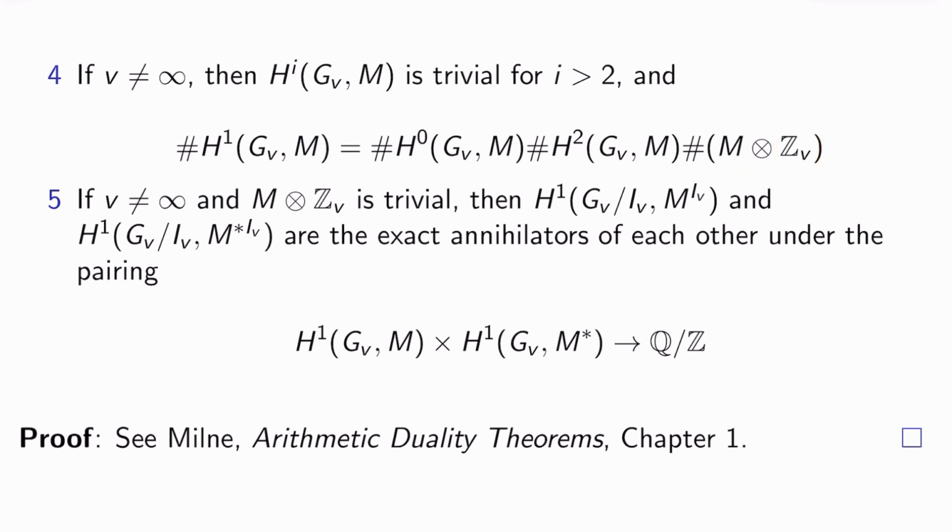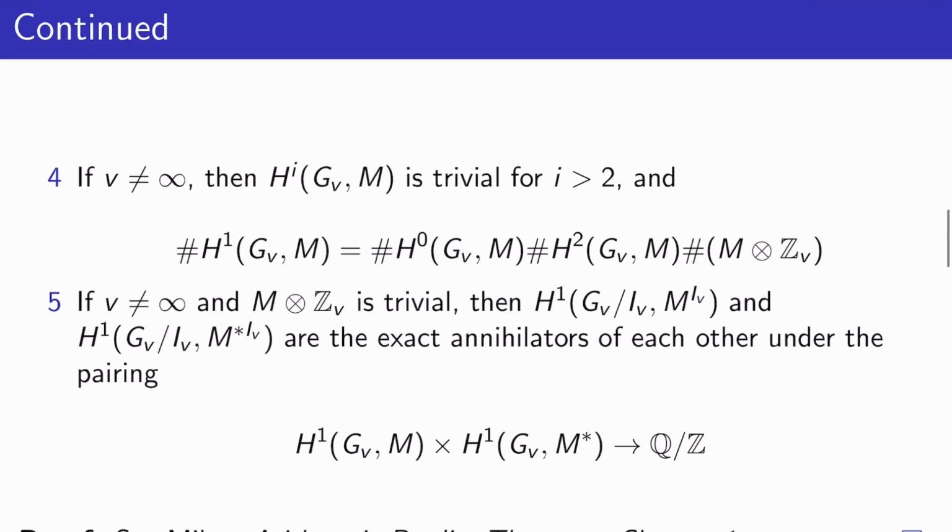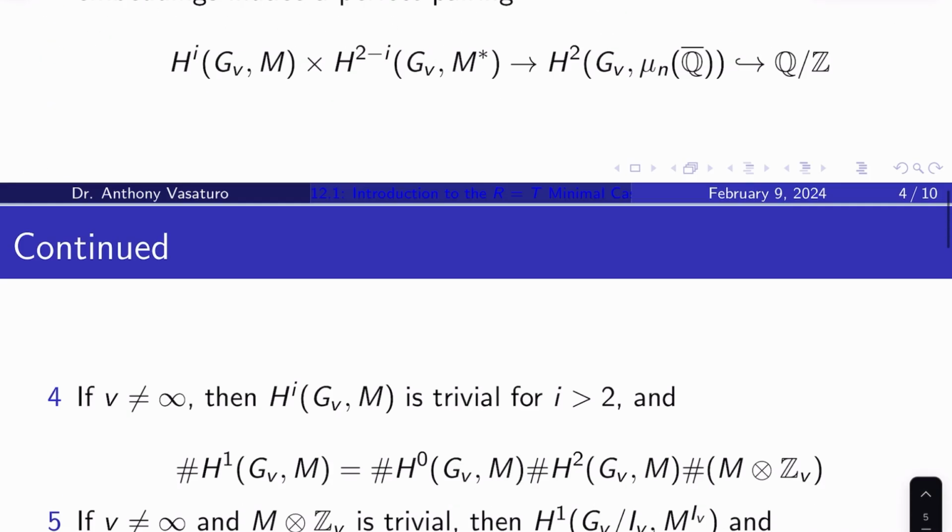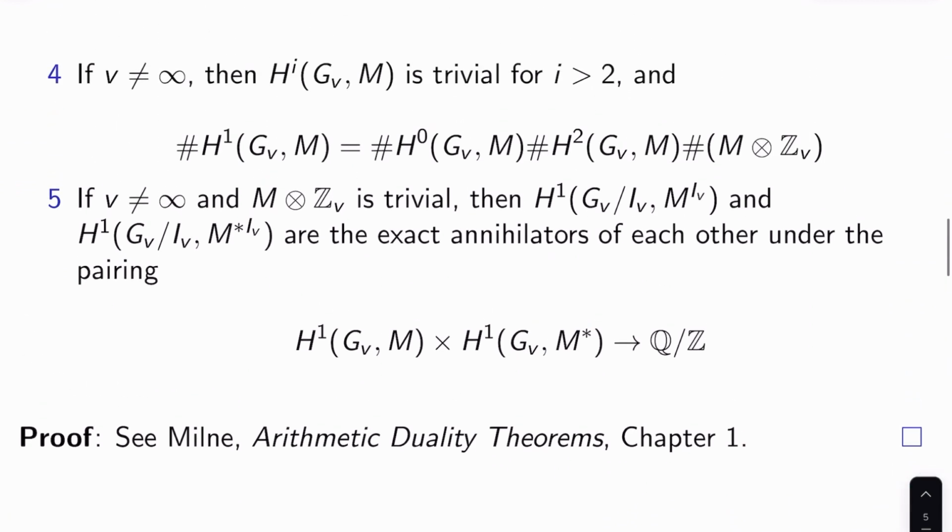And then finally, if v isn't the infinite place and M tensor Z_v is trivial, then the unramified classes H^1(G_v/I_v, M^{I_v}) and H^1(G_v/I_v, M*^{I_v}) are the exact annihilators of each other under the pairing from above, from H^1(G_v, M) cross H^1(G_v, M*) to Q/Z. From, what number was that? Number 3.